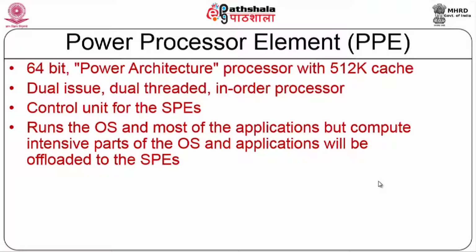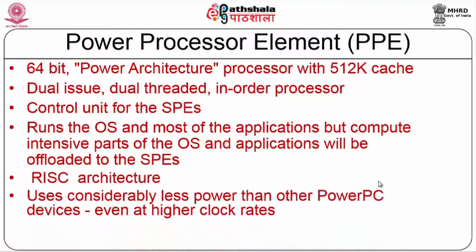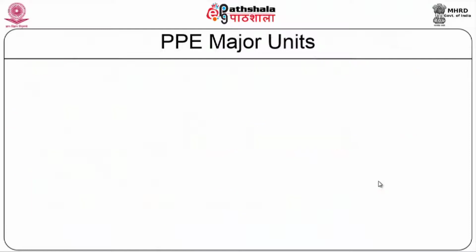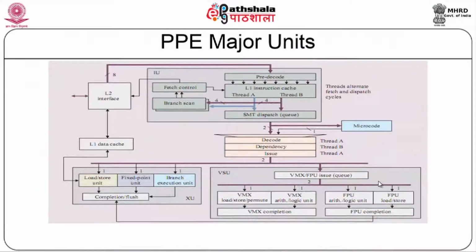Because you have 8 SPEs, they take care of the data level parallelism, and it is basically a RISC architecture, and it uses considerably less power than other PowerPC devices even at higher clock rates. So, this gives you the major units of your power processing unit. Most of the units you should be able to identify. This is the vector processing unit and the floating point unit, this is the integer unit and your load store unit. This of course is your fetch unit and all that. Most of these units you should be able to identify.